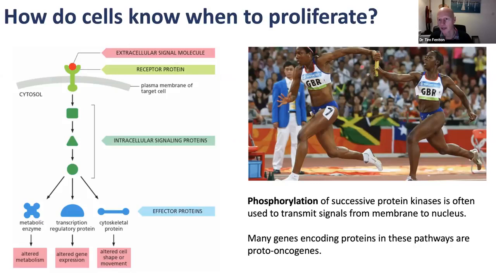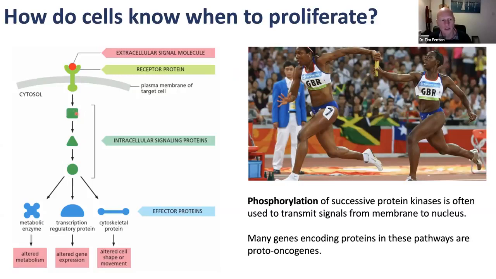And I like to think of this as a bit like in a relay race when the baton's being exchanged from one runner to the next. They're passing that message on down through the cell. Okay, and the striking thing about cancer is that many of the genes that encode proteins that participate in these pathways are proto-oncogenes. So what you see typically in cancer is that either receptors or genes further down in these signaling cascades get locked into an on state in cancer.